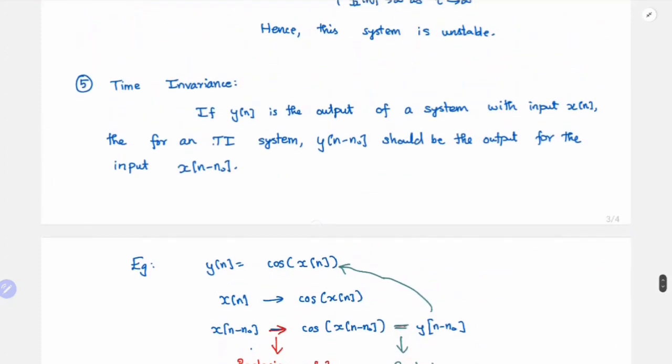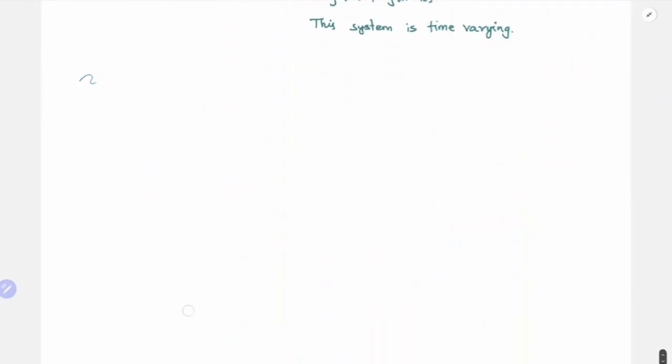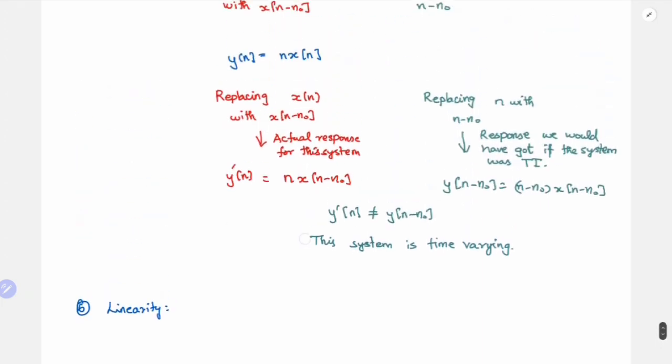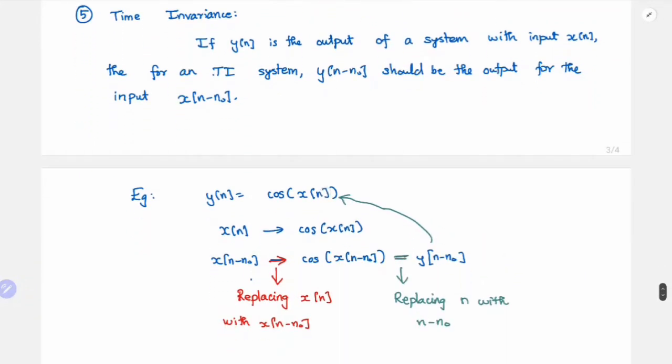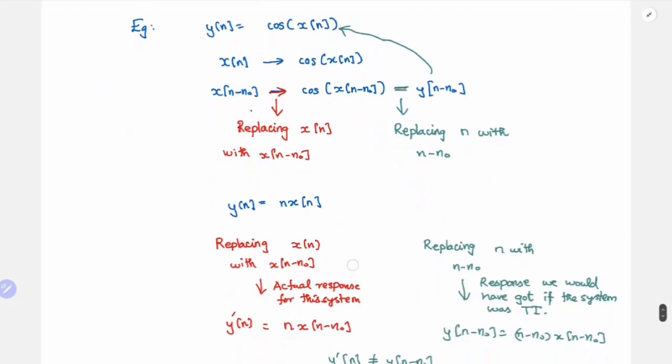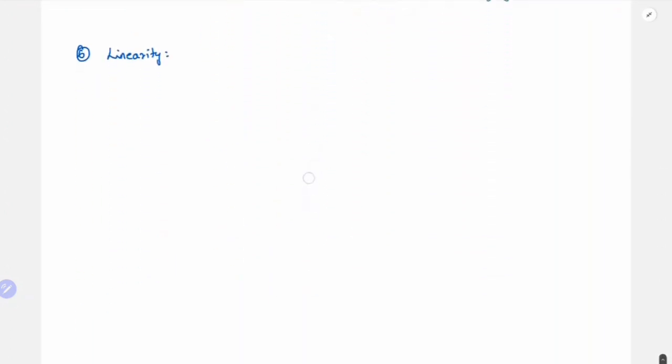Okay, so our last property will be linearity. Linearity and the time invariance property are the most important, and that's how we get the LTI systems, right? Which we'll be discussing next. So these are very important.